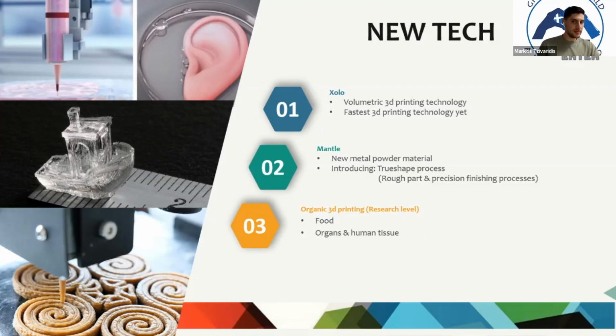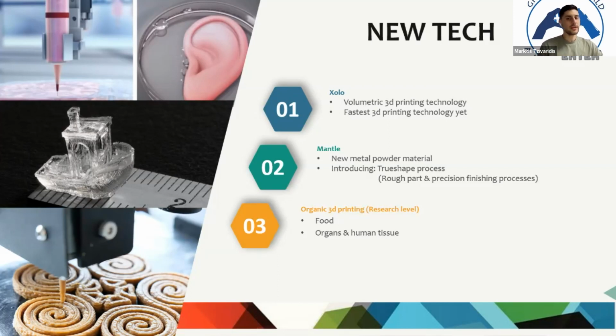The second one is Mantle. Mantle is an initiative that introduces TrueShape. That's a process, and TrueShape is how they call it, which combines the rough part precision and finishing processes all together with the use of a new type of metal powder. This way, Mantle can create metal parts much faster than the traditional way that you saw before, for example, one-click metal, or generally the industrial metal printing.